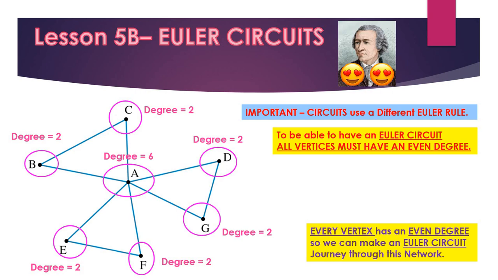You cannot do an Euler trail. You can't do something starting and finishing at a different place and using all the edges because we don't have 2 odd ones. But we do have all even, so we can do the Euler circuit, and we just did it before, so that's all good. So just remember, it's a different rule for the circuit to the trail, and don't get them mixed up.